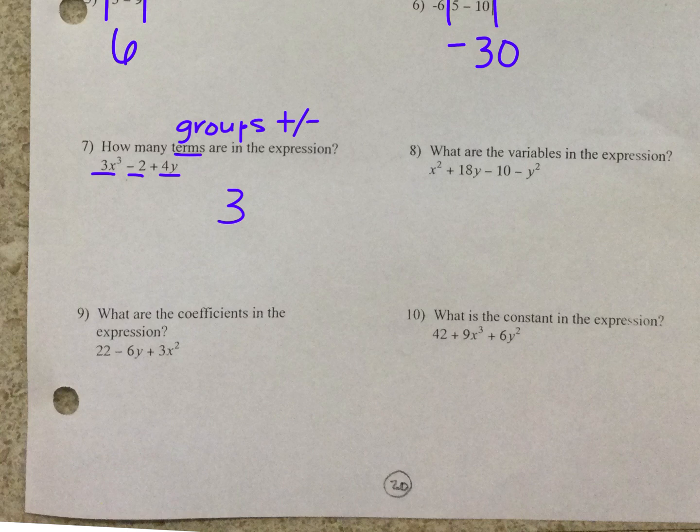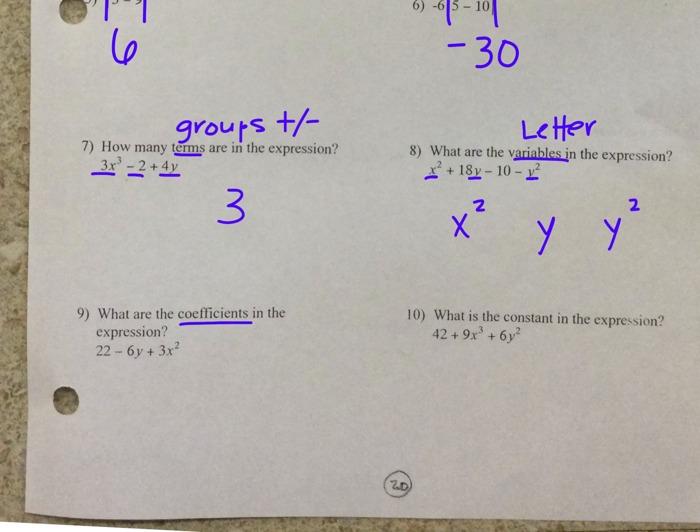Number 8, what are the variables? Another word for variable is letter. What are the letters in the expression? And you have to put its whole name. So this first letter, I have an x squared. This next letter, I have a y. And this last letter of variable, I have y squared. Don't put the numbers in front. I just want the variables and their full last name.